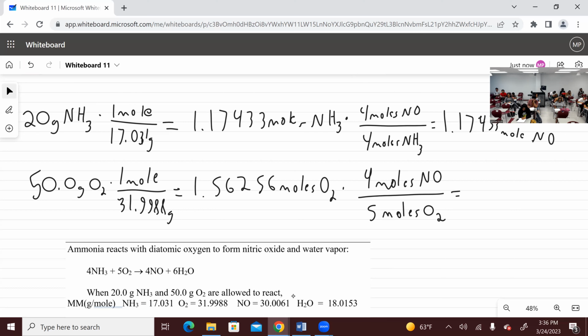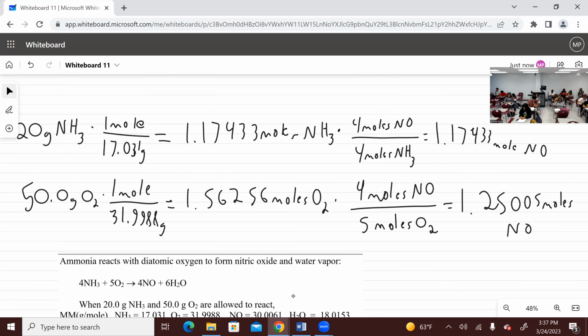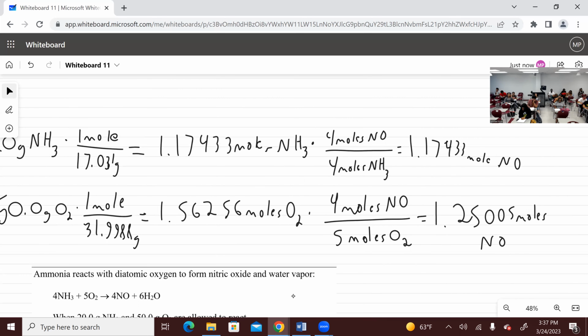Okay, so I'm going to take that 1.565256 times 4 divided into 5. I end up with 1.25005 moles of NO. Which one of those two numbers is smaller? The first one, 1.17433. Okay, all right, y'all see that?